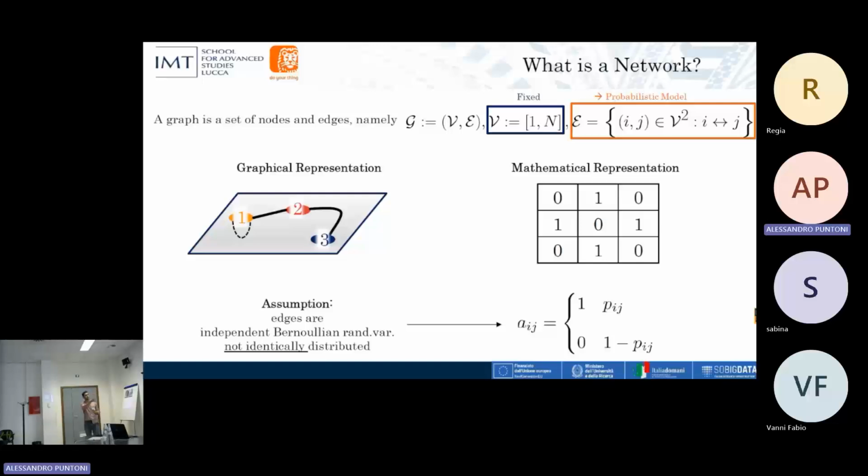To model this kind of 0, 1 phenomenon, you assume that the edges are independent Bernoulli random variables, but not identically distributed. What I mean by that is that Aij is the random variable that can be 1 with the probability Pij, that will be our model, and 0 with the probability 1 minus Pij. So for every connection, either 0 or 1, you have a Pij.